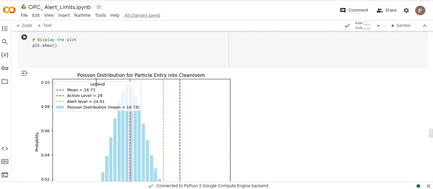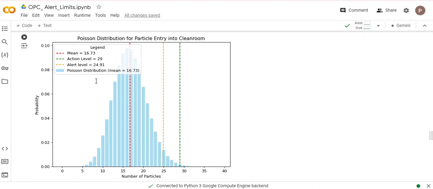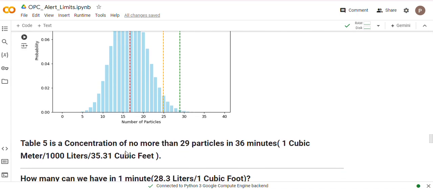So let's just go ahead and plot that distribution out so we see how that looks when we plot it. And you have a mean of 16.73. You have the action level of 29, the alert level of 24.91. Pretty easy. And you can see that this is the mean at 16.73. This is exactly 2 standard deviations from the mean, and this is approximately 3 standard deviations from the mean. So that's the width of your process.